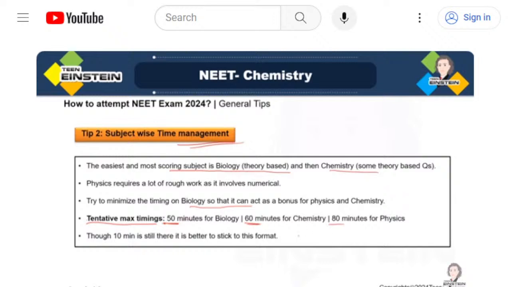So see how the time is increasing. It is increasing because, as we know, physics requires a lot of numericals. Now 50, 60 and 80. If you consider it this way, it is 190, right? Now 190 and you have 3 hours 20 minutes, that is 200 minutes. Still you have 10 minutes extra. Now why am I saying to save these 10 minutes extra? Though 10 minutes is still there, just stick to this timing, stick to this format.